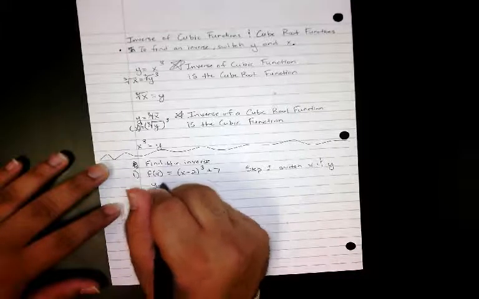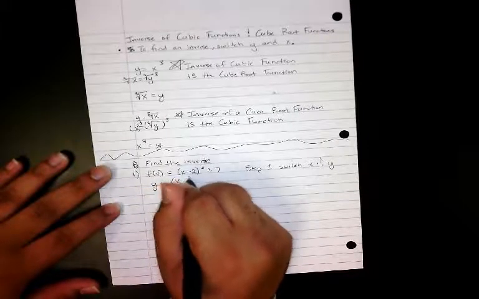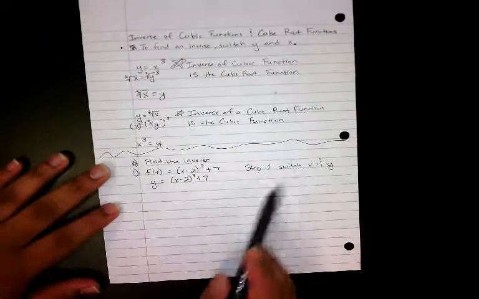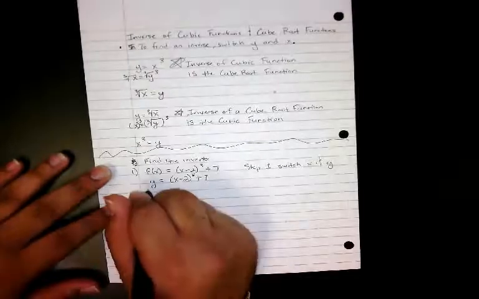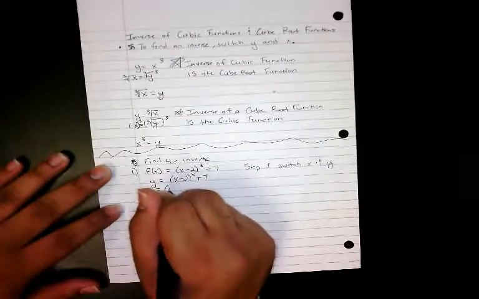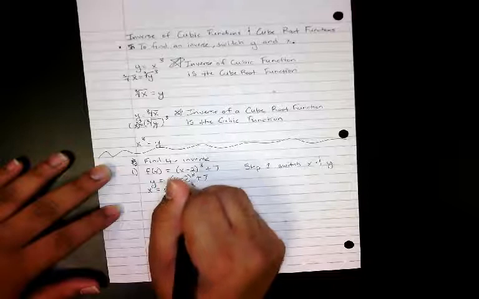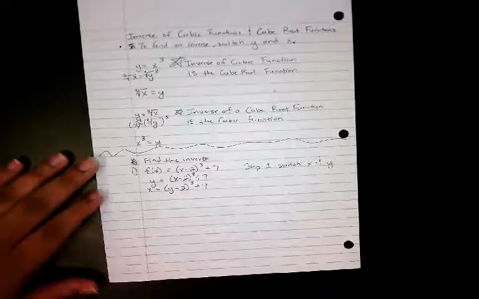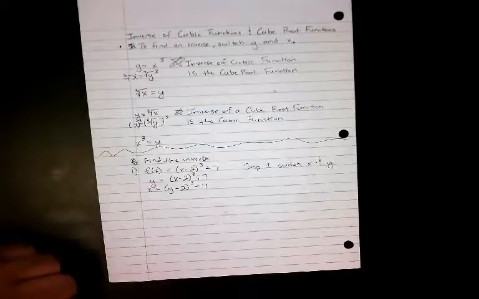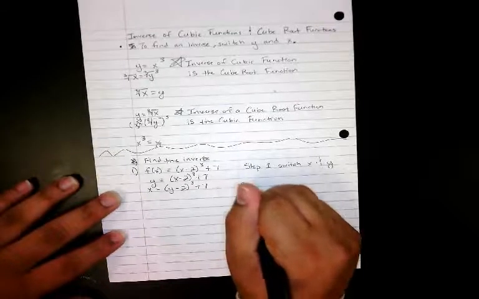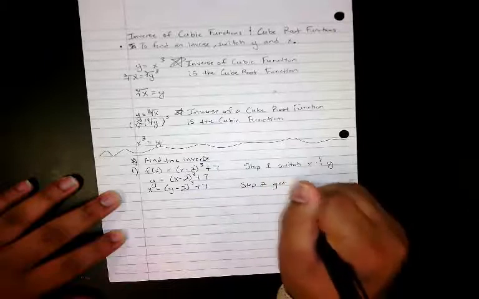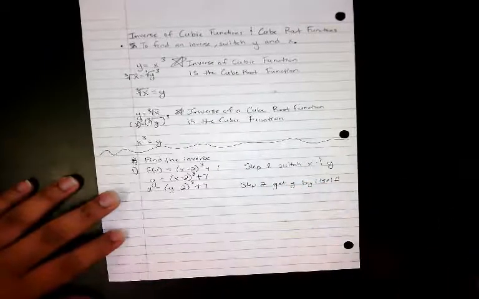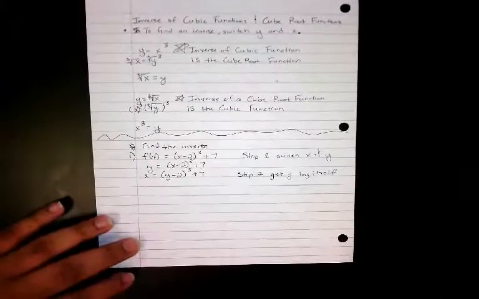Okay, we can rewrite it real quick. So you have y equals (x minus 2) cubed plus 7. Step 1 is to switch my x and my y. So I'm going to have x equals (y minus 2) cubed plus 7. Okay. Now step 2, get y by itself.